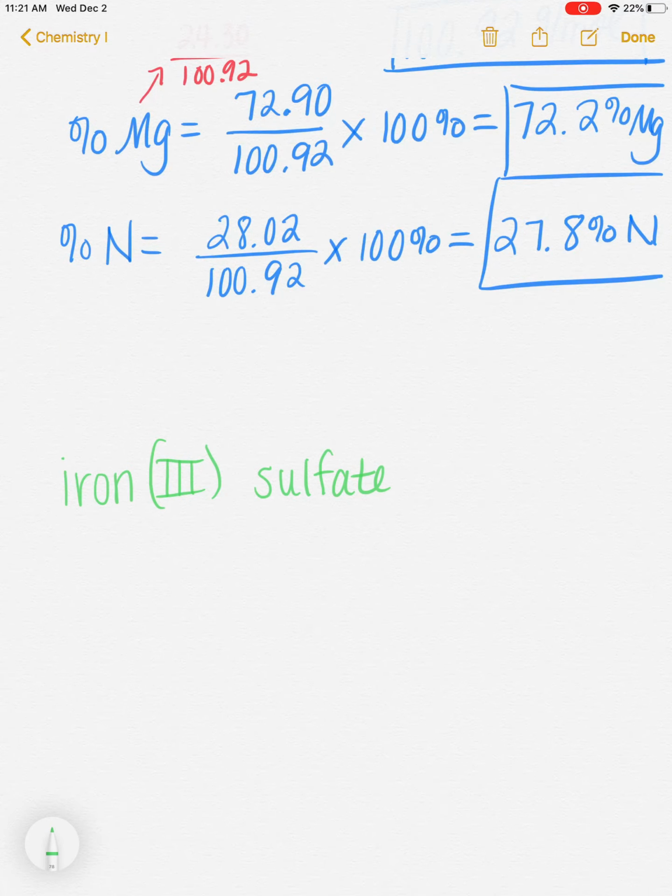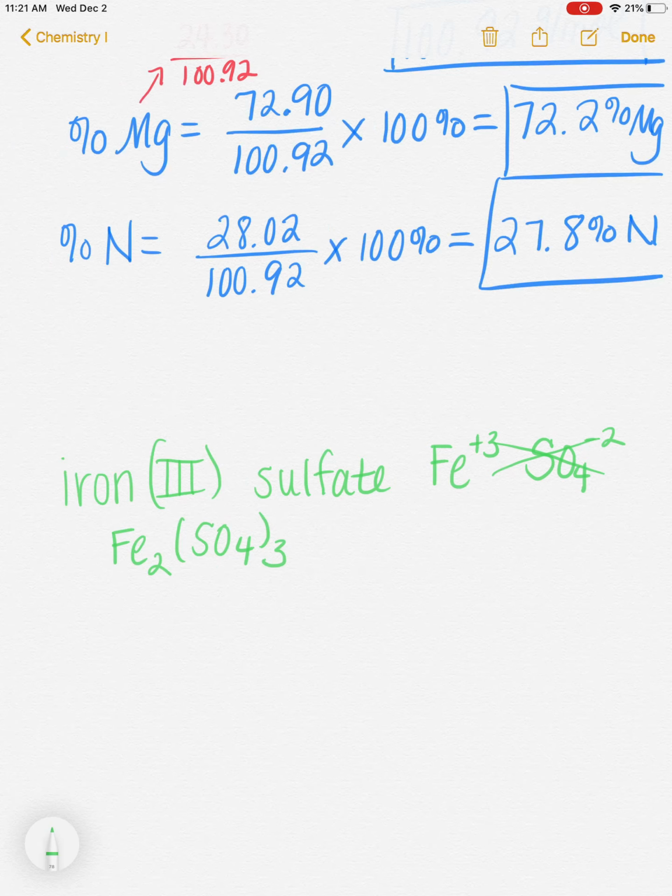Iron 3 sulfate. Iron 3 is Fe plus 3. Sulfate, it's a polyatomic ion, so it's got some of those oxygens and is negative. It's SO4 2 minus. So I'm going to need to crisscross my superscripts into subscripts, and this will become Fe2. Then we have to put the sulfate in parentheses because it stays as a unit, and we need 3 of them. So we will put 3 on the outside.